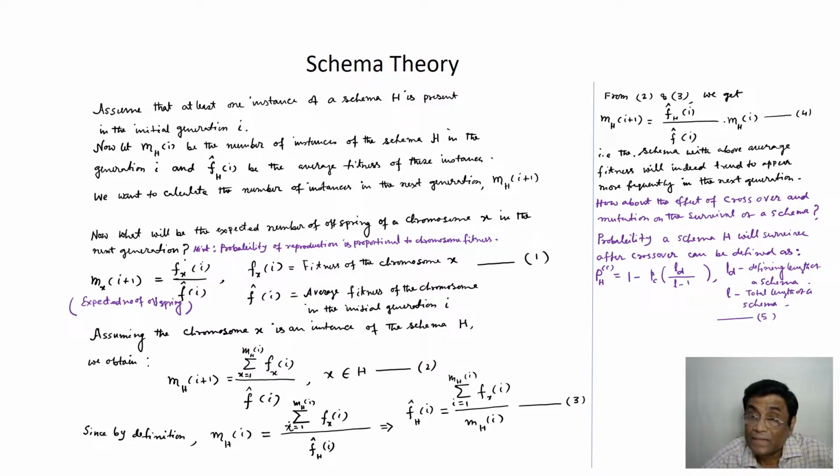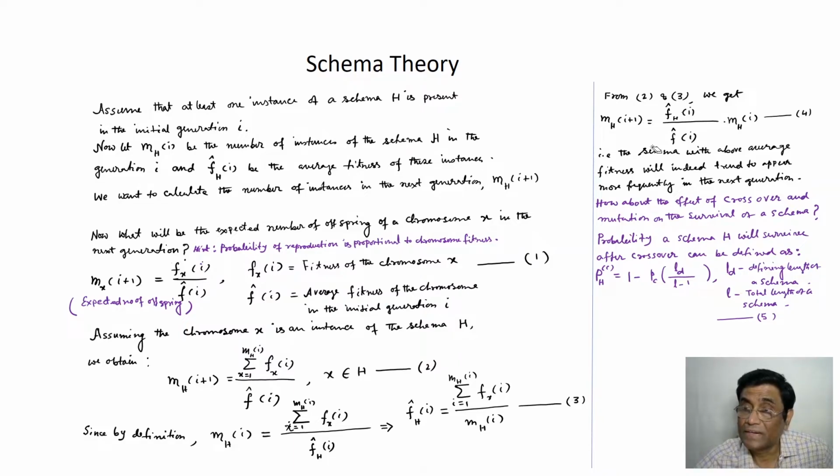So that is simply telling that a schema with above average fitness will indeed tend to appear more frequently in the next generation, okay. So if this is more than average, then the fraction will be more than one. If this is bigger than this, the fraction will be more than one, and then this will indeed tend to appear more frequently in the next generation, right. So this will be multiplied by a factor which is bigger than 1. So that is what it is telling.